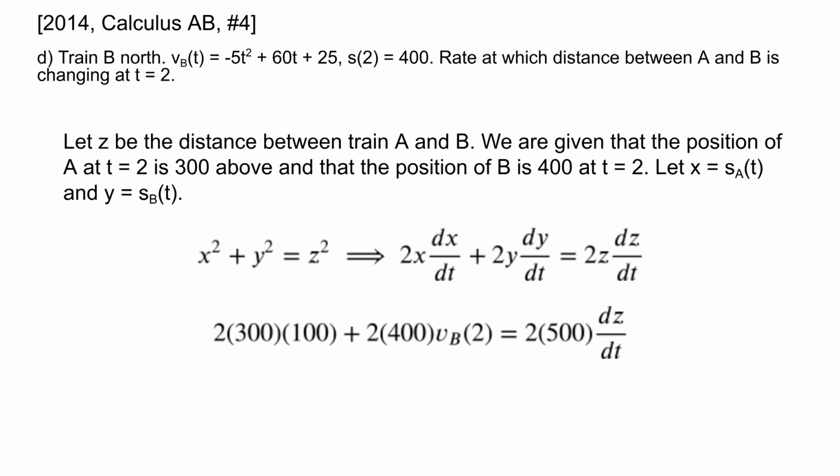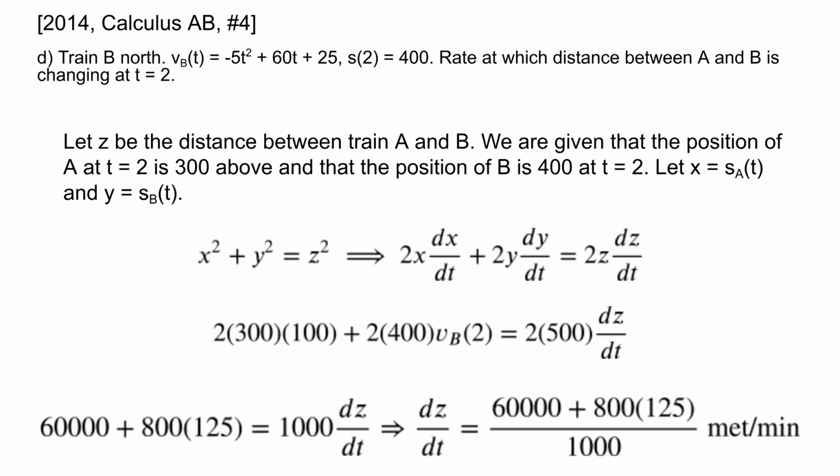Finding and using v sub B of 2 to solve for dz/dt, we get 60,000 plus 800 times 125 all over 1,000 meters per minute.